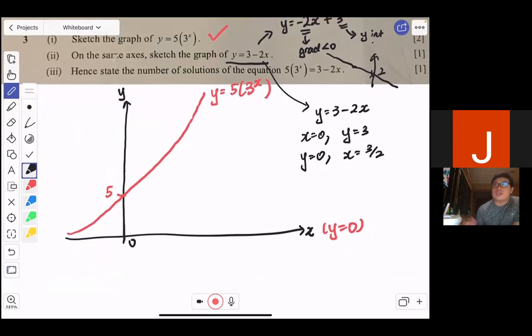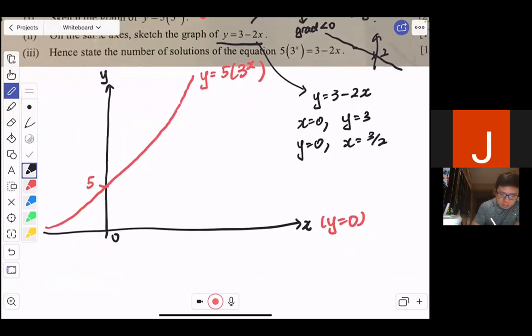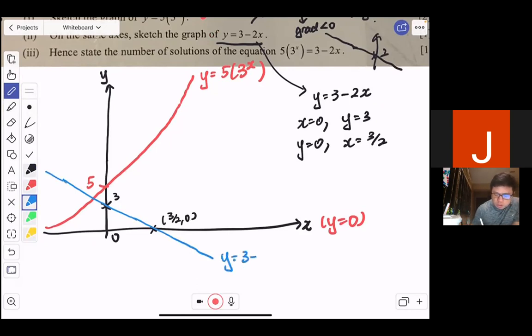Then what you do is very simple. You just plot these 2 points. x equals 0, y equals 3, that's 1 point here. y equals 0, x equals 3 over 2, that's another point here, so this is (3 over 2, 0). These 2 points will lie on your line. After that, you just draw a line past these 2 points. So these 2 points allow you to sketch your y equals 3 minus 2x straight away.